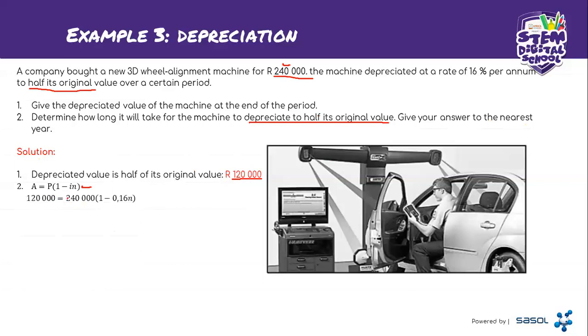Then you substitute A and your P there, and the I, of course, and then you're going to divide both sides with 240,000, which is what we're going to get. And then from there, we're going to transpose this 1 to the right hand side. And then this is what we're going to have. Then you're going to divide with negative 0.16 so that you can see, and then the N is 3.12. Therefore, it's 3 years for the machine to depreciate.